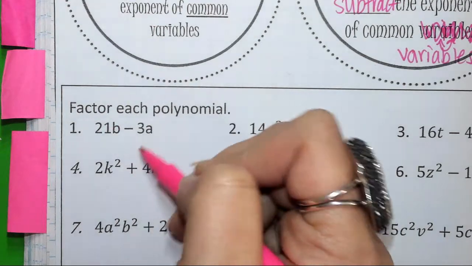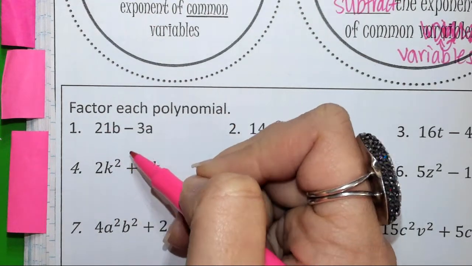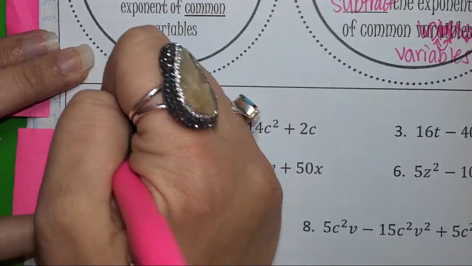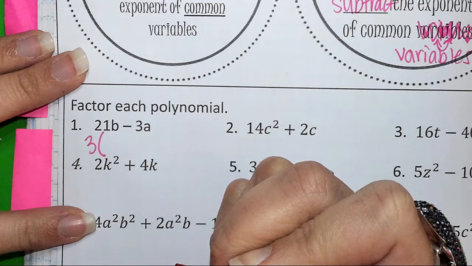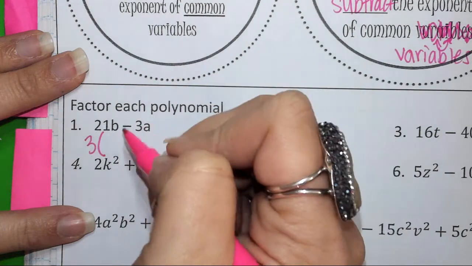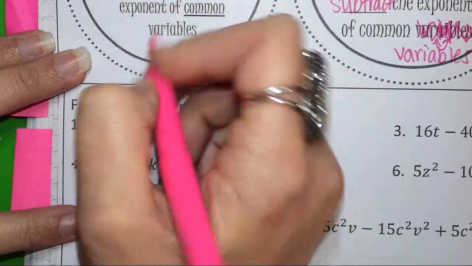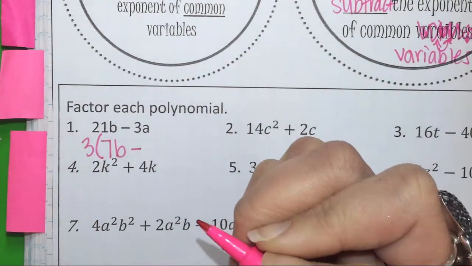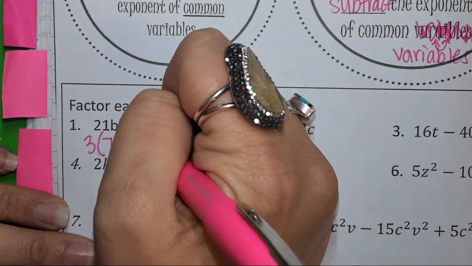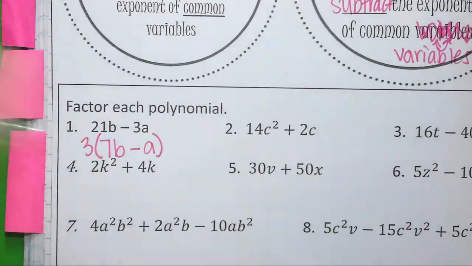Now, do they have a letter in common in this one? No. Okay, so we just take out the 3. Okay. Now, what's 21b divided by 3? 7b. Good. And what's 3a divided by 3? It's a. Boom, we're done.